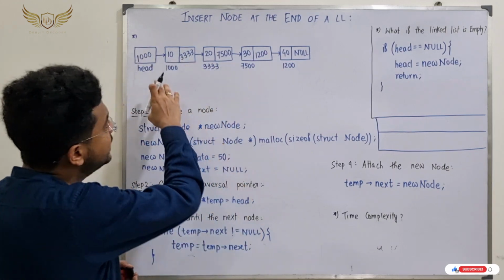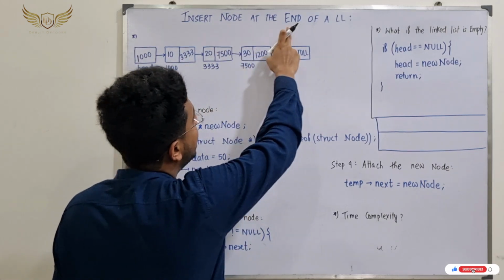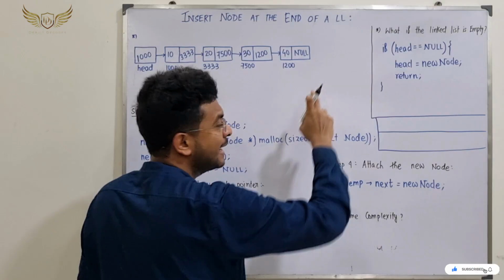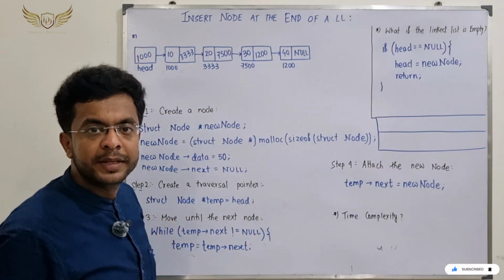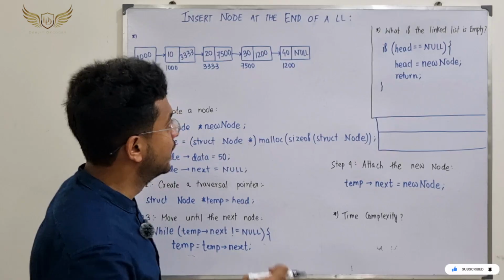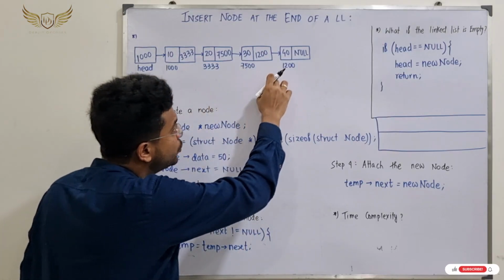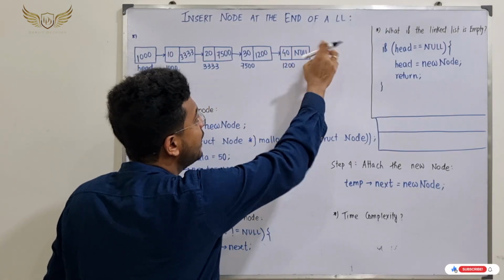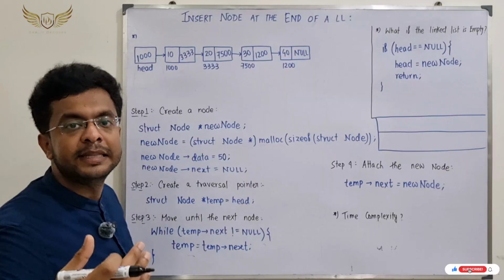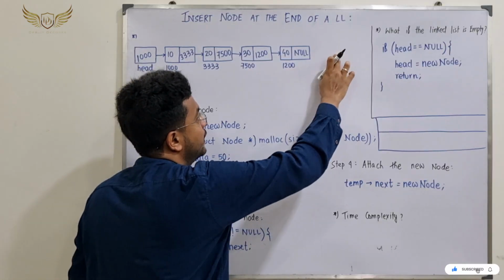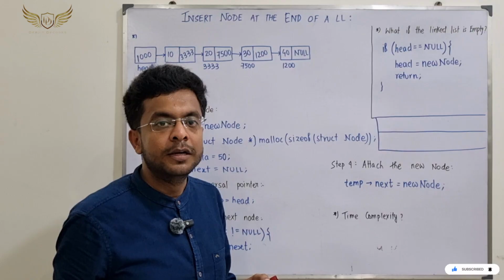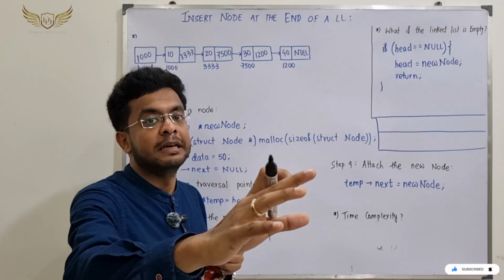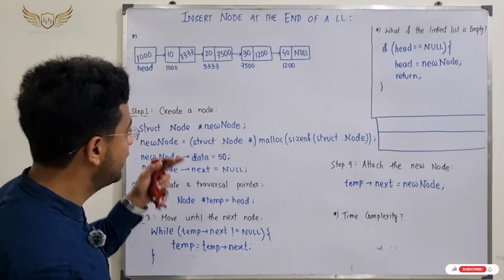But whenever we are trying to insert a node at the end here, can we do that by only changing the head part? The answer is no, right? Because here you need to first reach the end. Then you can insert that particular node here. Without reaching the end, you cannot do that, right? So you need to traverse the linked list. So how to do it? Let's see line by line.